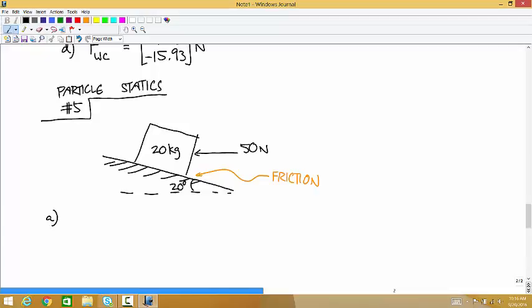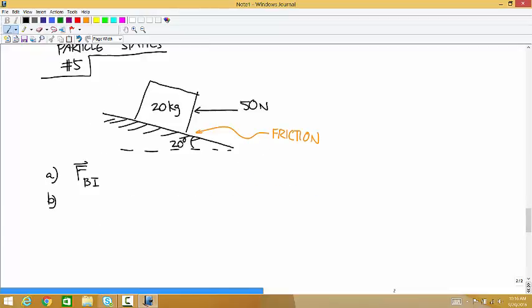And first it asks, calculate the force vector on the box by the incline. Second, it asks for the force applied to the incline by the box. And then third, it asks for normal and friction, like to break down this force on the box by the incline into a normal part and a friction part.